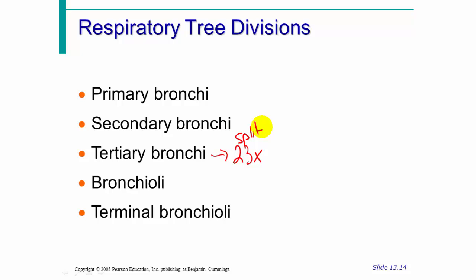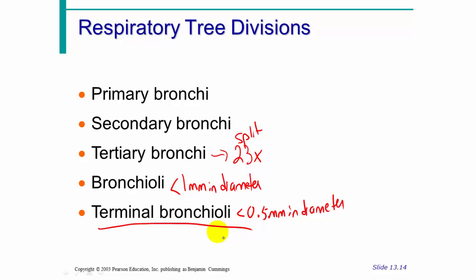By the time you get to the bronchioli, they are very small, less than 1 millimeter in diameter. And by the time you get to the terminal bronchioli, they are less than 0.5 millimeters in diameter. So at this point, you are at the end of the conducting zone. Remember, the conducting zone's main role is to transport air. It does humidify it and purify it, but there is no gas exchange.